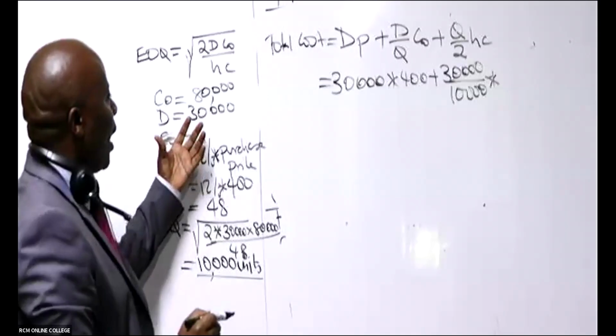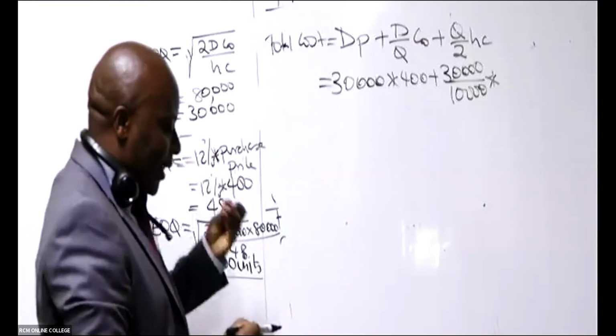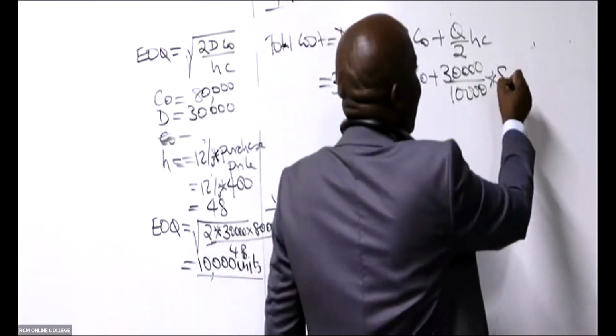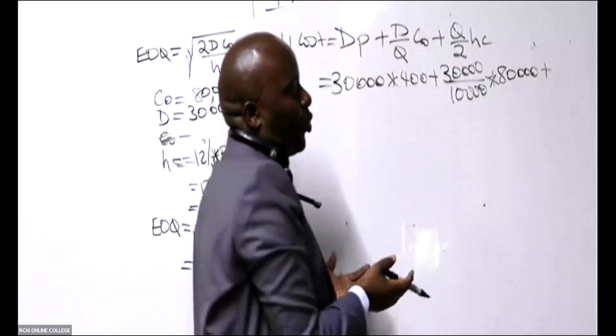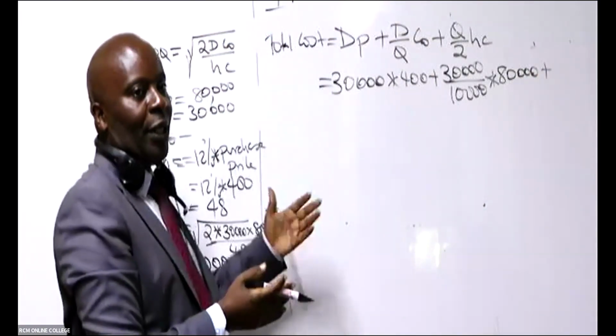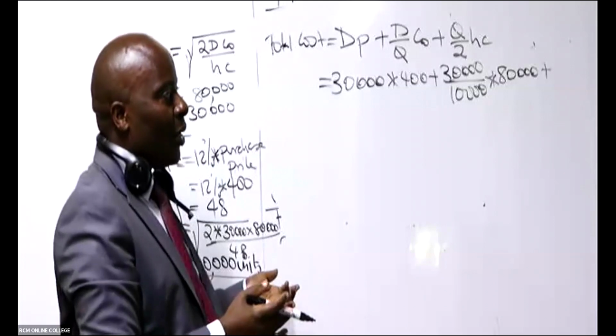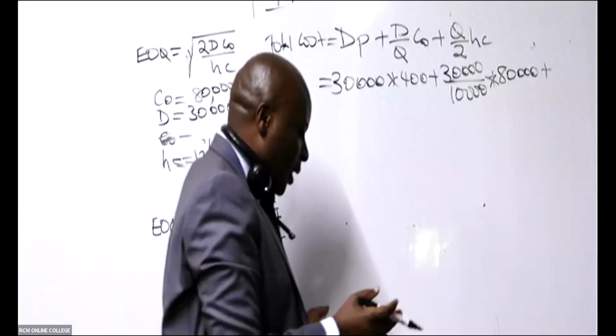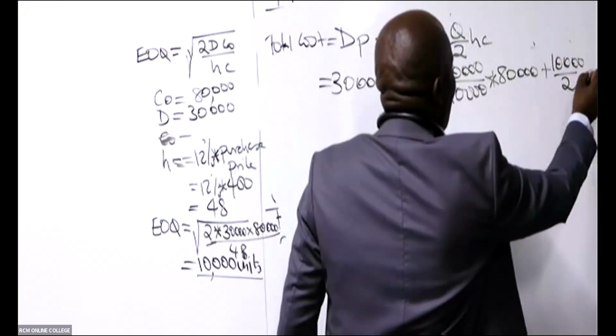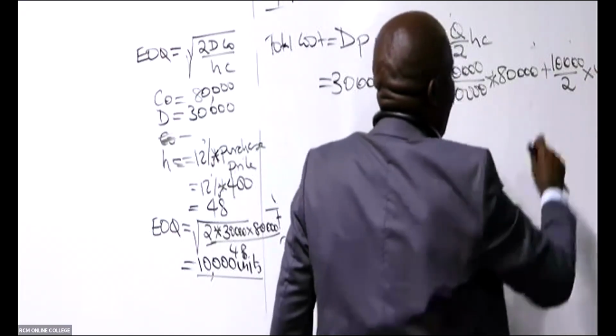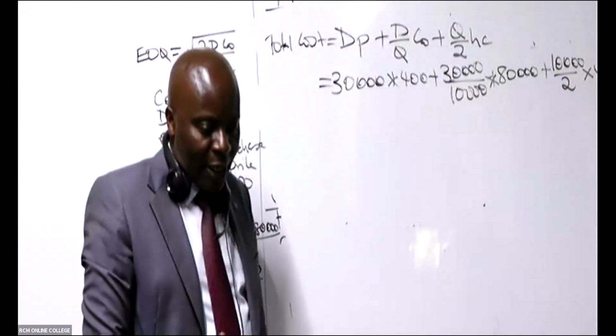The cost per order is how much here? It is 80,000. Cost per order is 80,000 plus, in this case, again, Q over 2, the same quantity, which is the EOQ we are ordering. So the Q here is 10,000. 10,000 divided by 2 times the holding cost, which is 48.